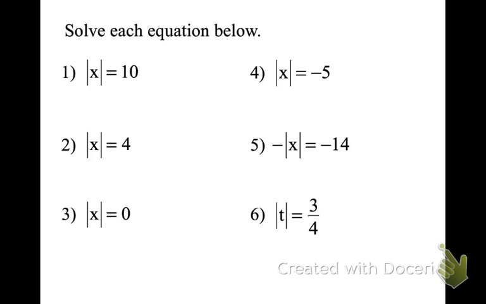All right, so let's take a minute. I'm going to do the first one. So, number one, what would make this a true statement? If x equals +10 and -10. Okay, pause the recording and try the next few on your own.